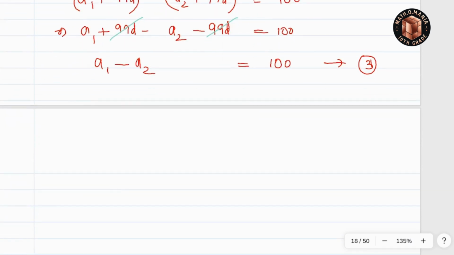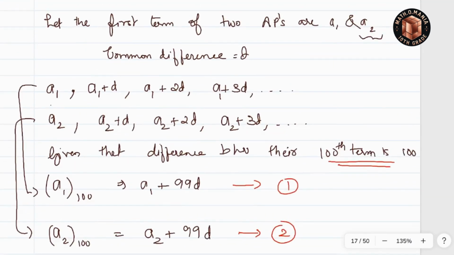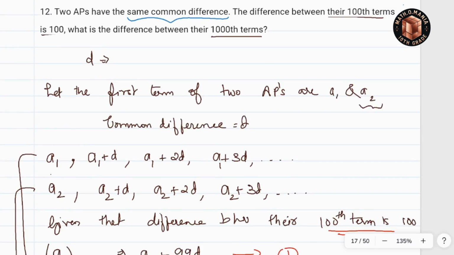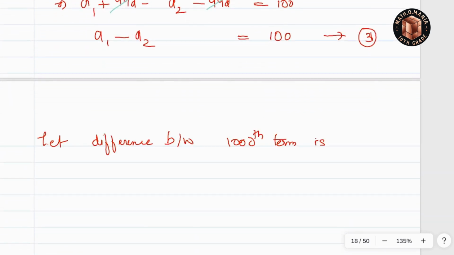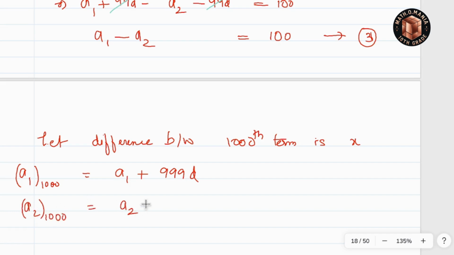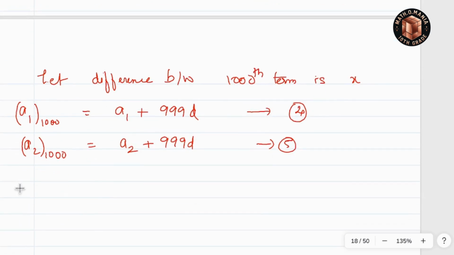Now what are they asking us to find? They are asking us to find the 1000th term difference. Similarly, let the difference between the 1000th terms be x. A1's 1000th term is A1 plus 999D, and A2's 1000th term is A2 plus 999D. For this one I am giving equation number 4 and this one equation number 5. So if we do 4 minus 5, what will happen?